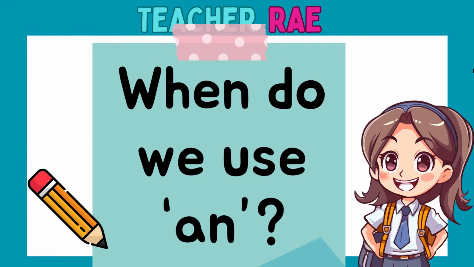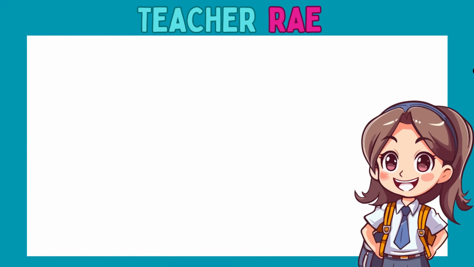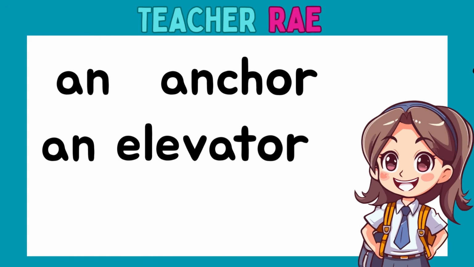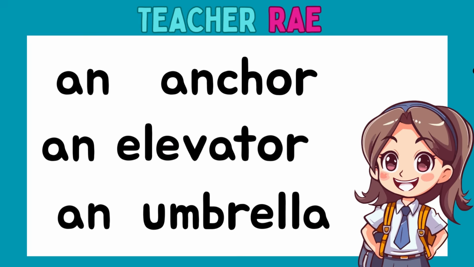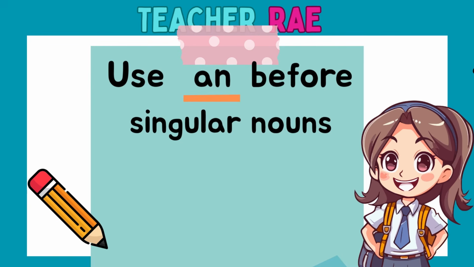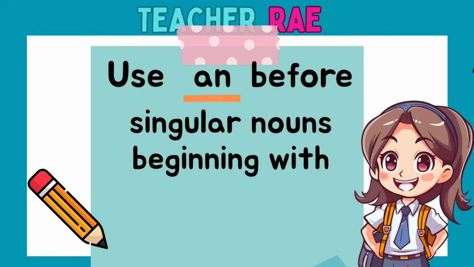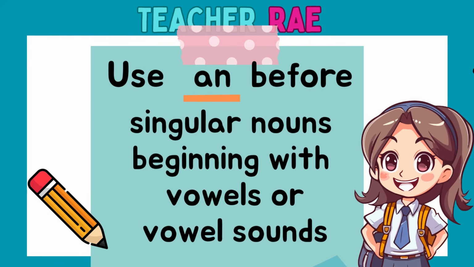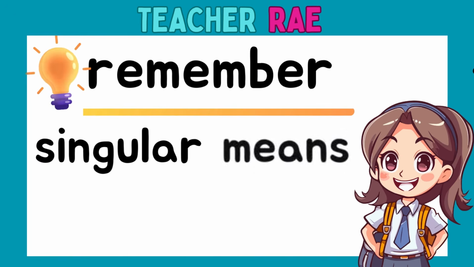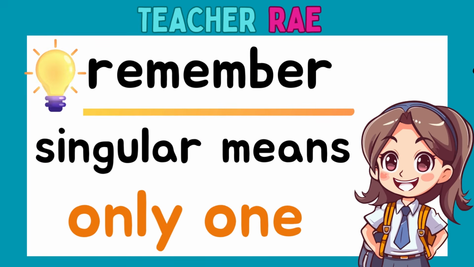When do we use an? An anchor, an elevator, an umbrella. We use an before singular nouns beginning with vowels or vowel sounds. Remember, singular means only one.